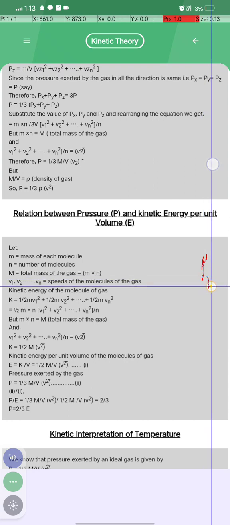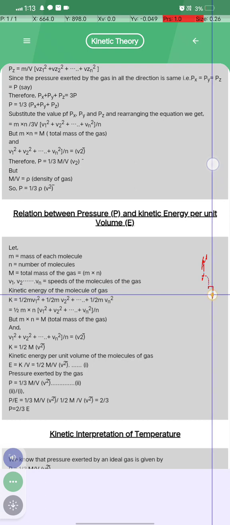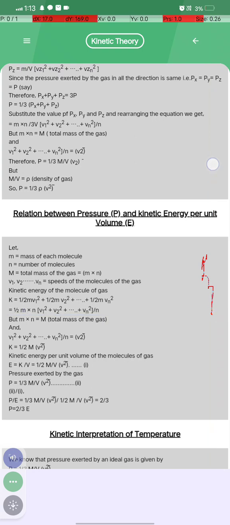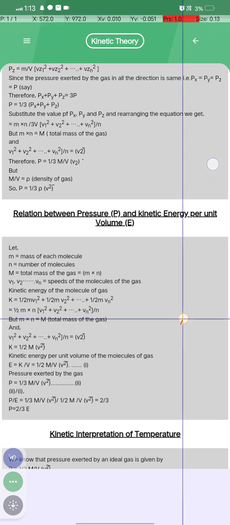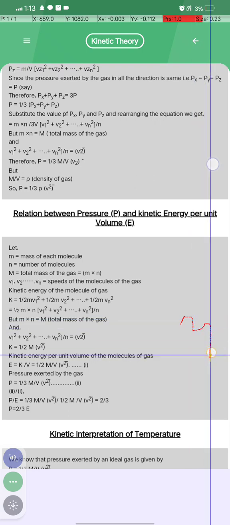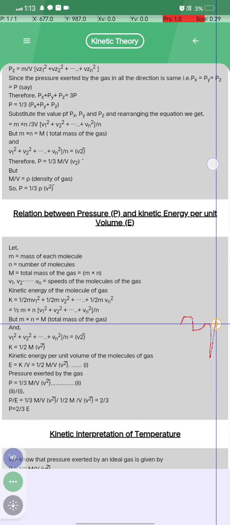v1, v2 and vn are the speeds of the molecules of the gas, and kinetic energy of the molecules of gas is half m v1 squared plus half m v2 का स्क्वायर प्लस ... half m vn का स्क्वायर, half m n इन ब्रैकेट में (v1 का स्क्वायर प्लस v2 का स्क्वायर प्लस ... vn का स्क्वायर) बाय n. बट हाँ यहाँ तो, m इंटू n इज इक्वल टू मास M, यानी टोटल मास ऑफ गैसेज, एंड v1 का स्क्वायर प्लस v2 का स्क्वायर प्लस ... प्लस vn स्क्वायर बाय n is v bar squared.